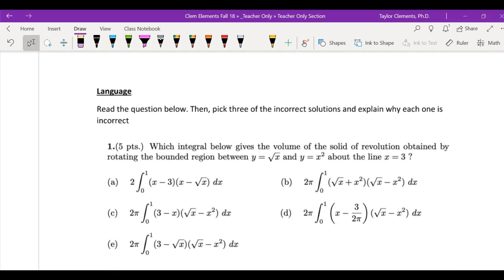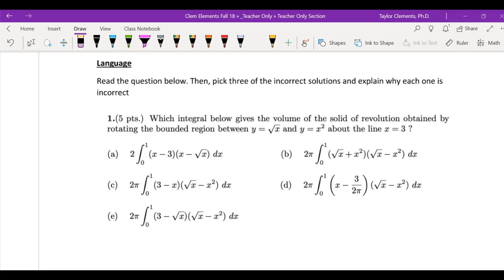All right, so now for this language question here. We've got which integral below gives the volume of the solid of revolution obtained by... Okay, so it'll look something like this. You got an axis, you got this line, you got this line, and they're rotating around this line over here, which is at x equals 3. Okay, so looking at all these possible answers, there's a 2 pi.